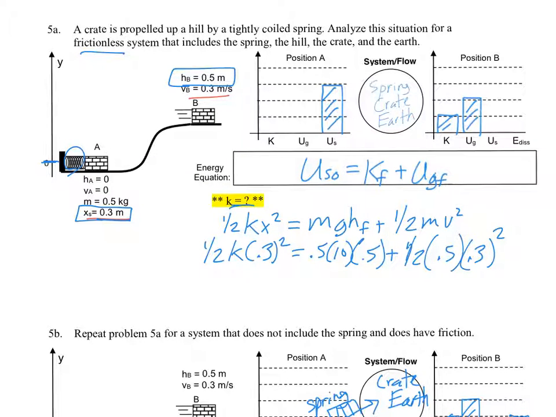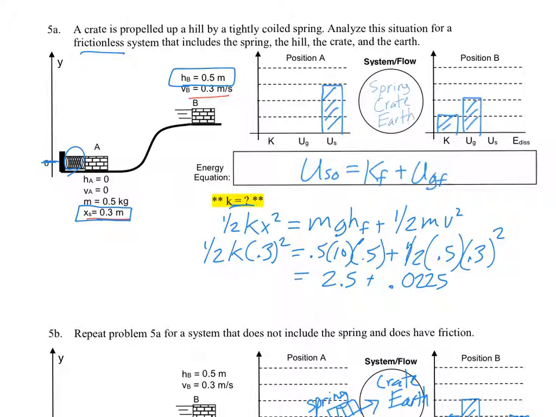So when you start figuring out the energy, if I take 0.5 times 10 times 0.5, we find out that it has 2.5 joules of gravitational potential energy at position B. If I take 0.5 times 0.5 times 0.3 squared, it has a very, very small amount of kinetic energy. Where did all that energy come from? It came from the spring.